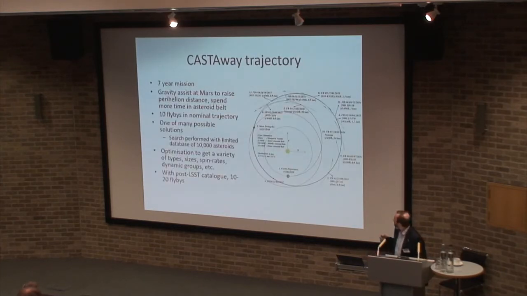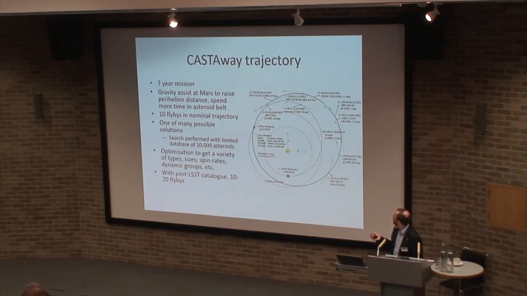So, as I said, the point of this is you send it through the asteroid belt, so we can actually have close encounters with these asteroids. On a 7-year orbit, we loop through the asteroid belt twice. This has 10 different flybys in a normal trajectory. There are solutions that find a few more trajectories. In fact, we have a whole catalogue of different trajectories, even searching a relatively small catalogue of asteroids.